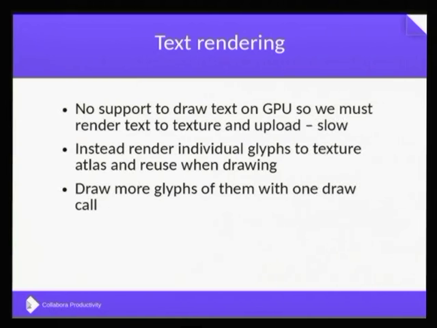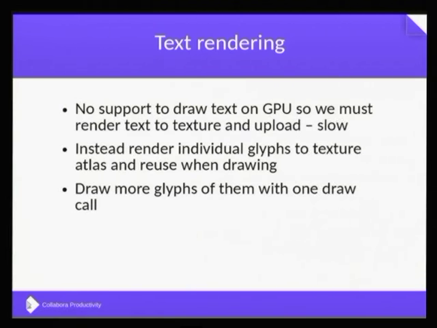So what we do for text rendering, one thing that we can do is just to render the whole string into a texture, and then upload it to the GPU on each draw call and draw it. But this is quite slow.